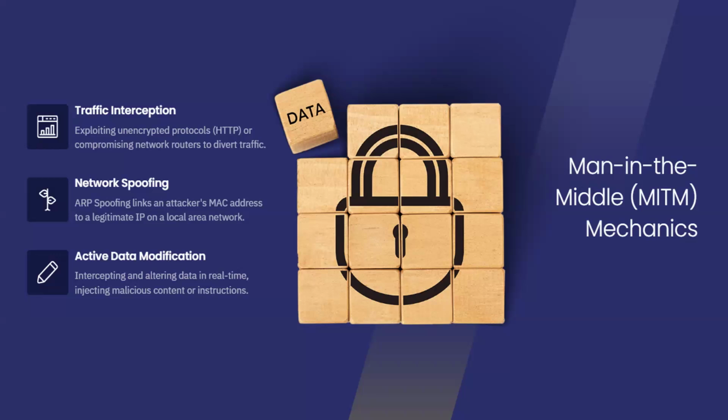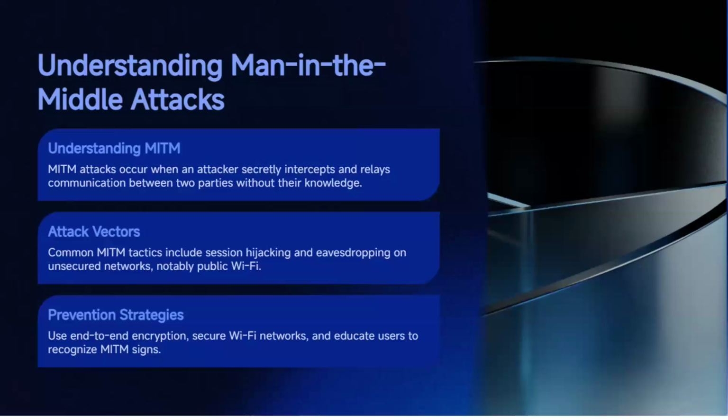Active data modification. I think I've mentioned this when I was making the explanation. Intercepting or altering data in real time, injecting malicious content or instructions. So by the time they have access to that data, they can alter it or do whatever they want to do. By altering it, like I said, they can alter your database so that it begins to behave in a way that it's not supposed to behave. An attacker can do that. There are several methods, several ways these things are done.